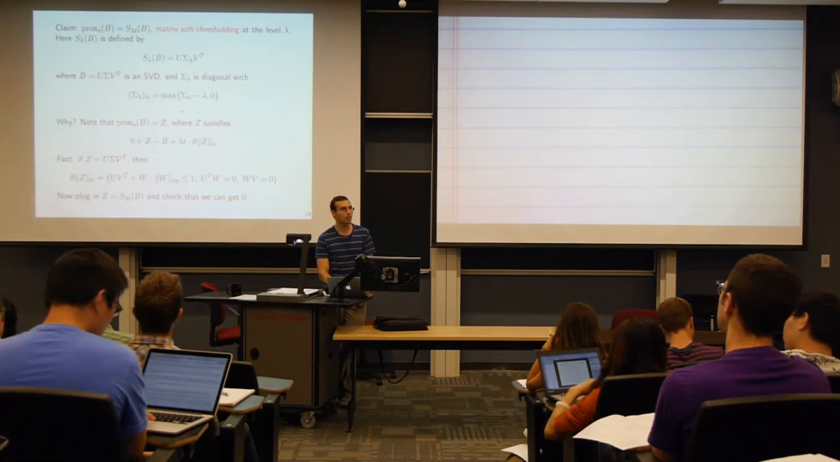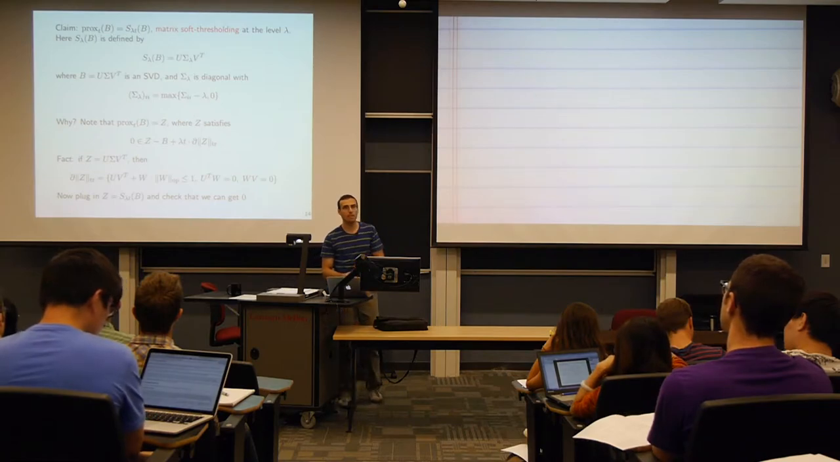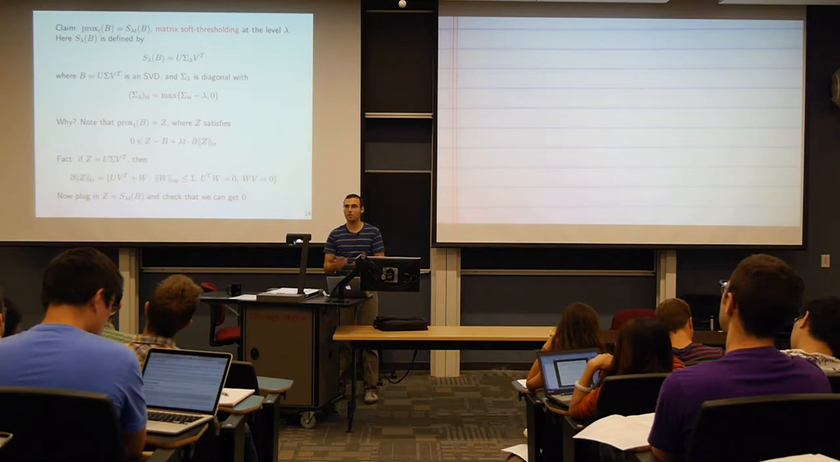Soft threshold the singular values. So march through the diagonal and subtract off lambda. And if that's positive, keep it. If it's below 0, set it equal to 0. That's exactly soft thresholding applied to the singular values.